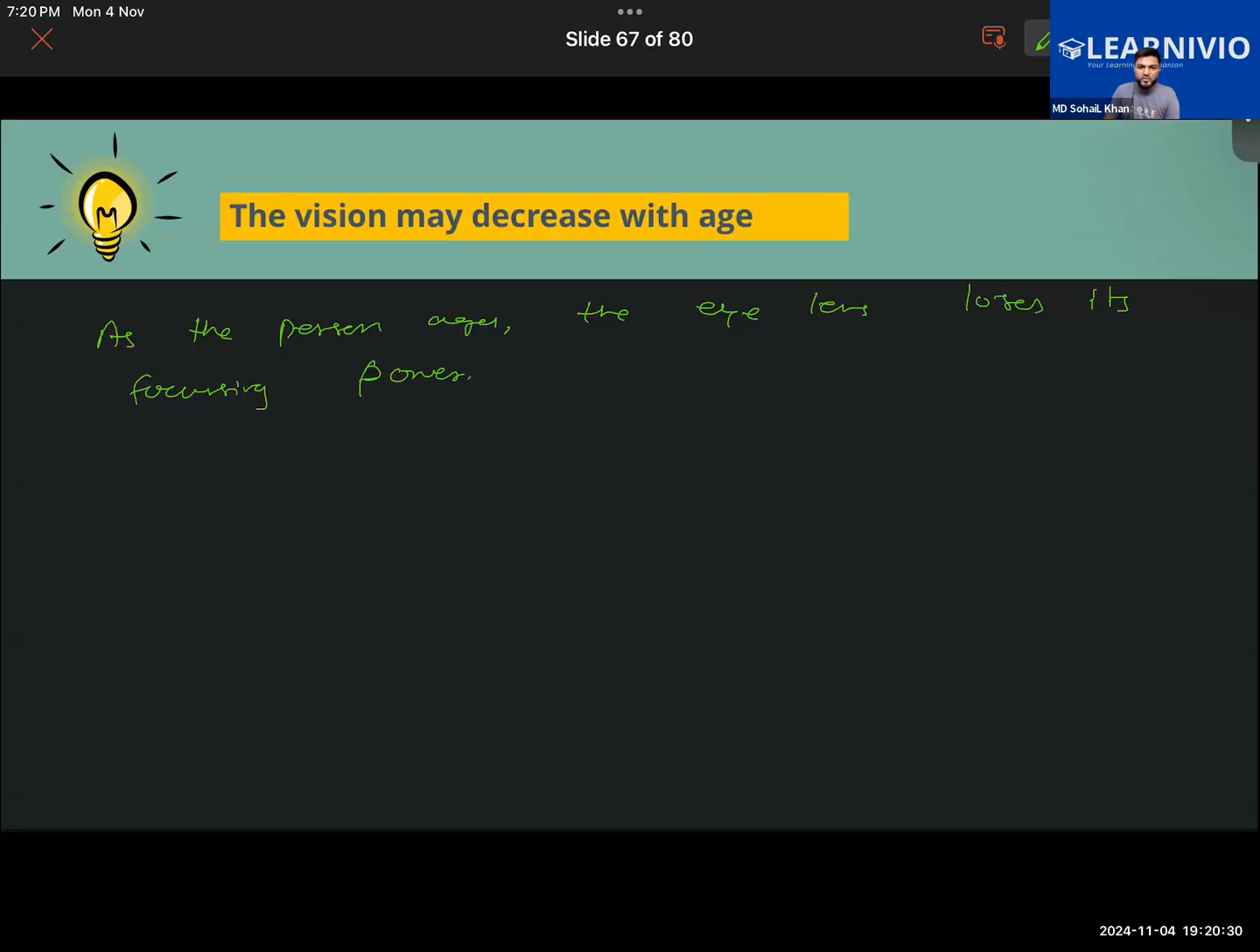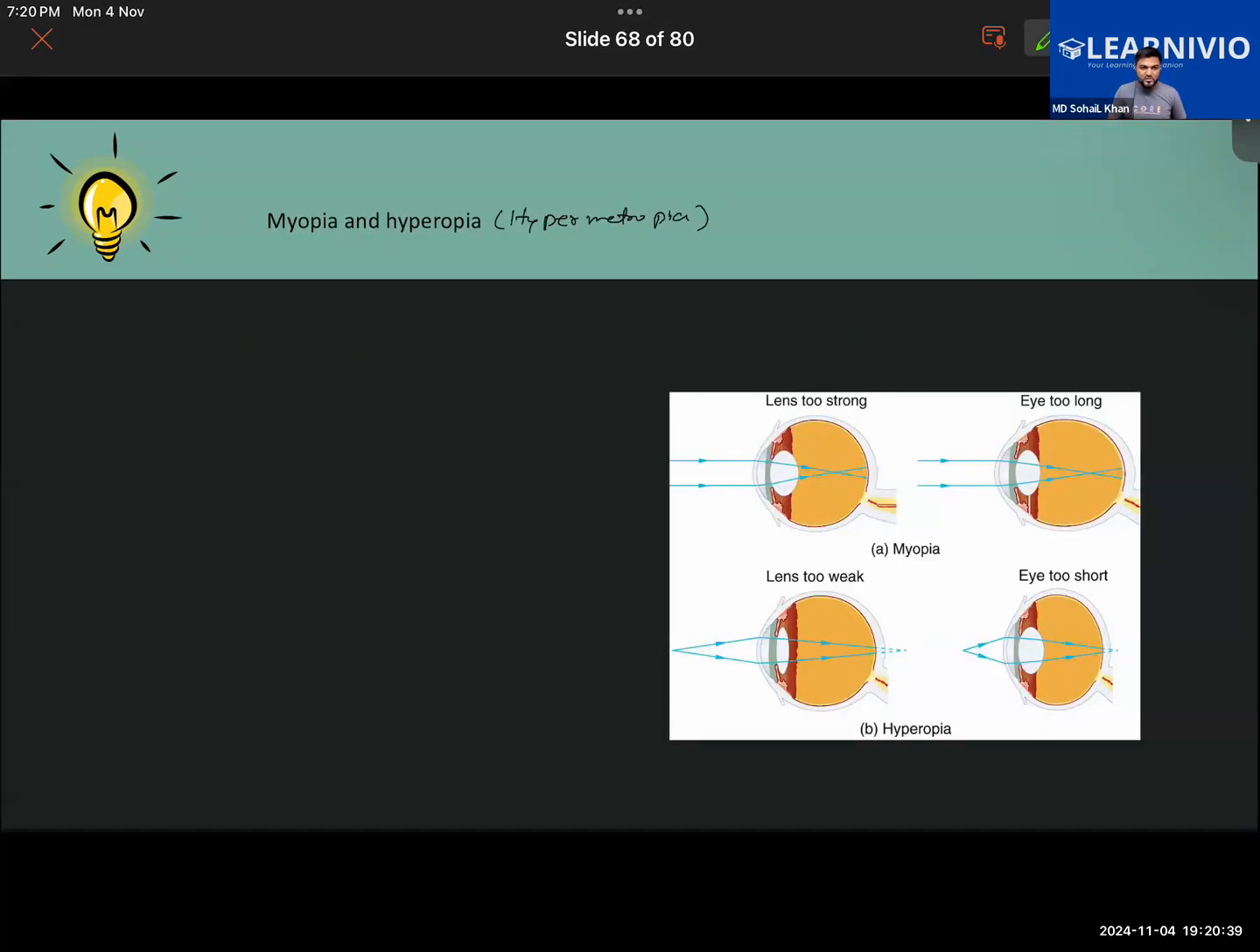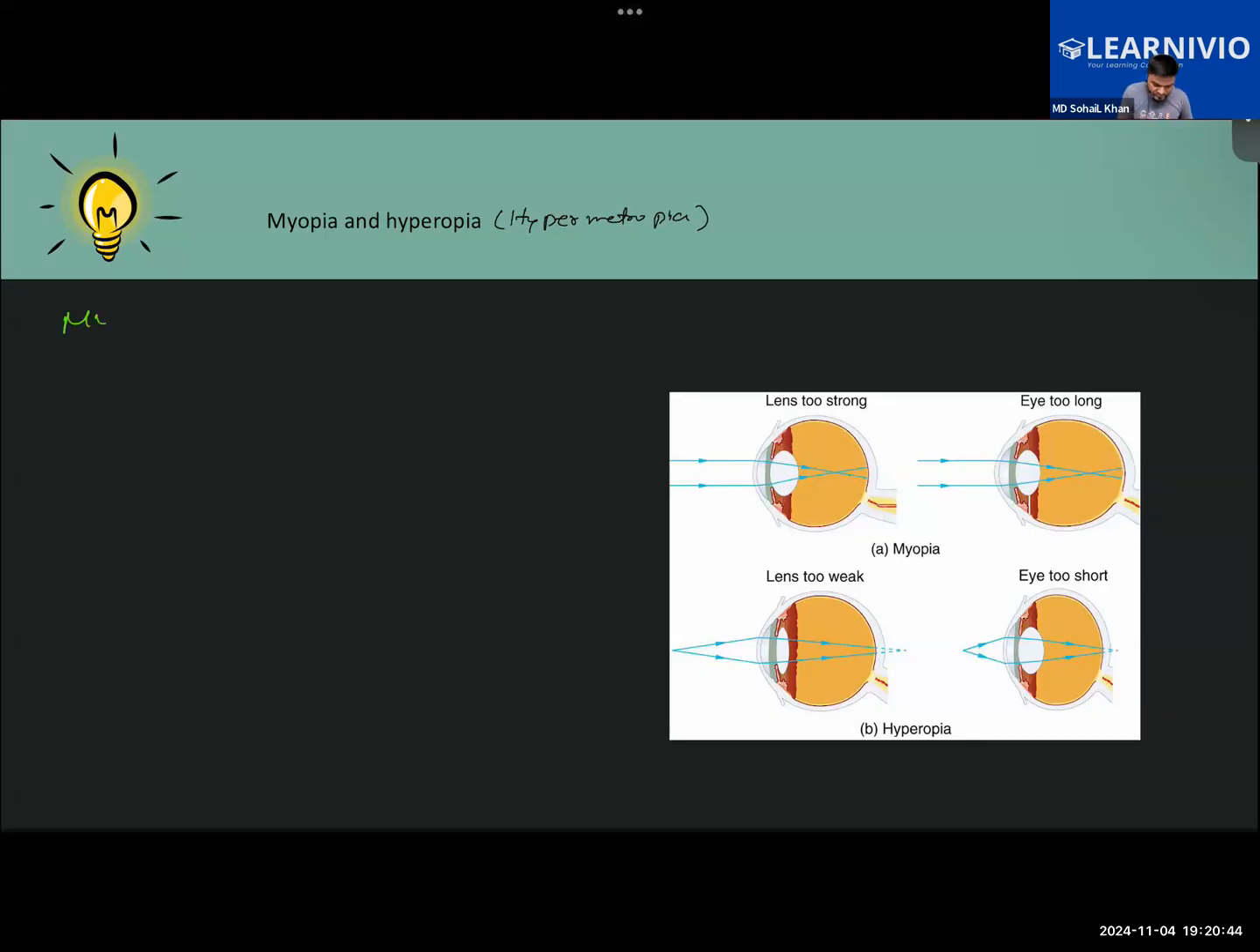Some people will not be able to see objects that are kept at some distance, although they will be able to see objects that are kept nearby very clearly. They are said to have an eye defect called myopia. Let us understand what exactly happens in this. Myopia is that kind of defect of the eye in which a person cannot see distant objects clearly, although he will be able to see the objects that are kept nearby.